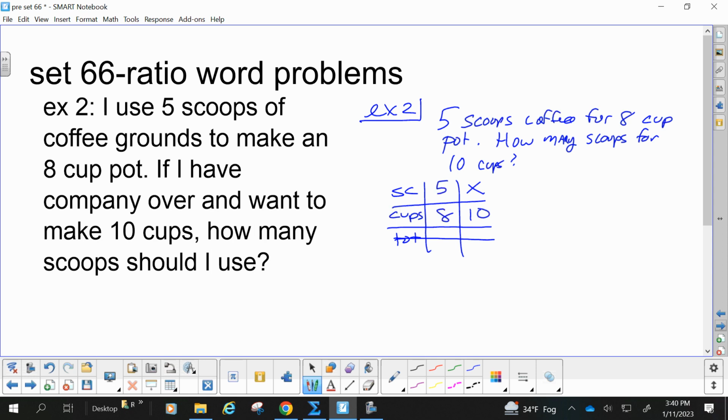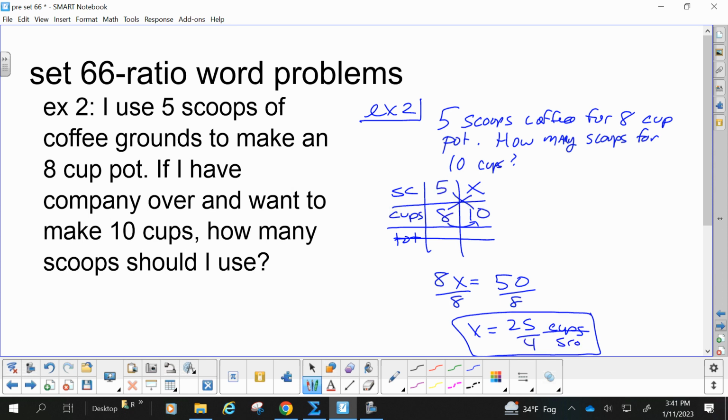Okay? This is not so pretty, easy unit multiplier or scale factor. This isn't nice, and so I definitely want to use my cross product. What's the cross product or cross multiplying? 8x equals 50. Okay? If I solve this, I'm going to divide both sides by 8 and reduce. What does this reduce to? 25 over 4. So it would make about 6 cups of coffee. Nope. How many? It would be about 6 scoops of coffee grounds.